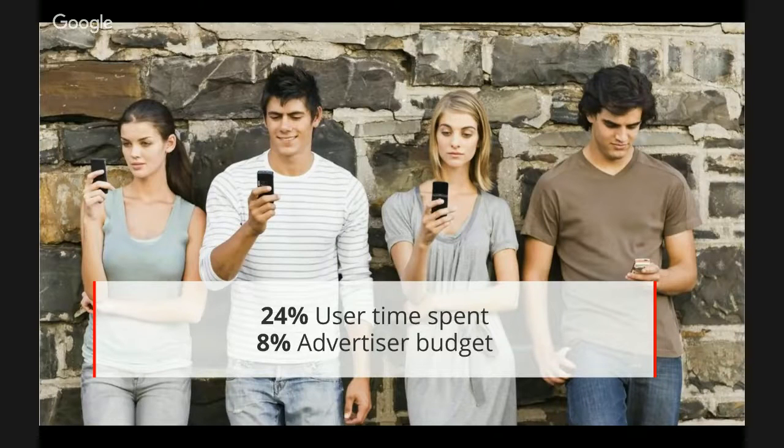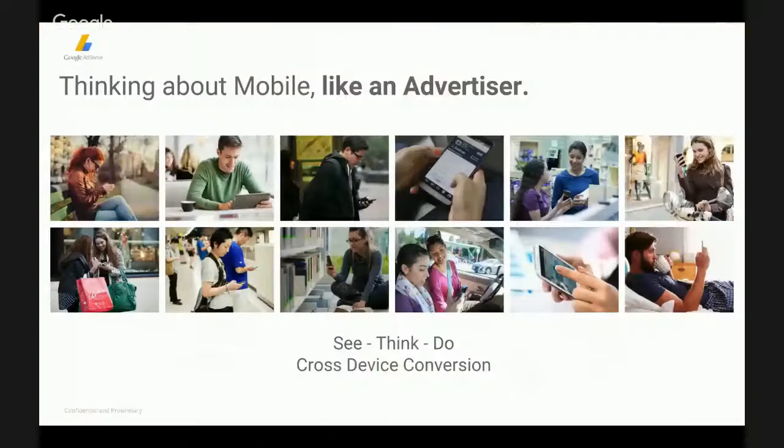So on this infographic here, we can see that 24% of users' time is spent on mobile, but staggeringly, only 8% of advertiser budgets are spent on mobile. Now, the discrepancy between these two numbers is of course quite obvious. The reason for that is multiple reasons. First of all, cross-device conversion tracking is something that is not capable within the AdWords interface as of yet. This is something that's being worked on very hard, and it's something that we will always try to strive for.